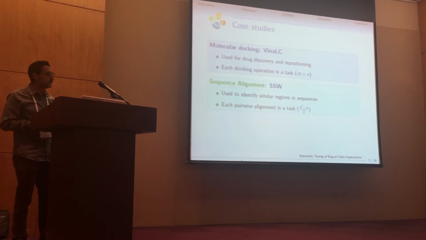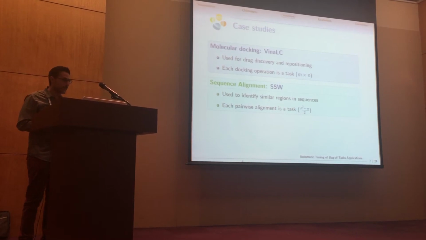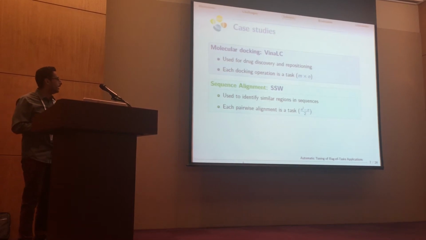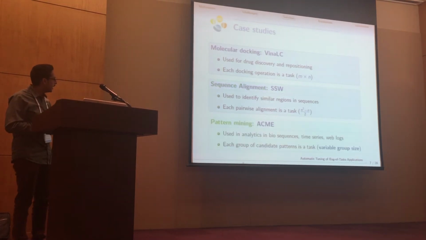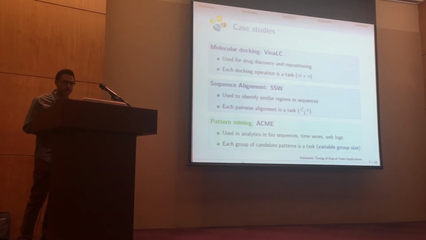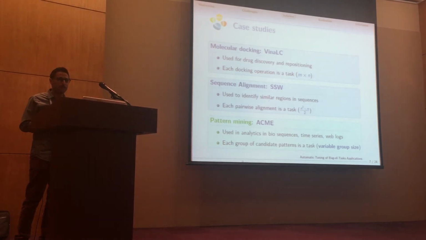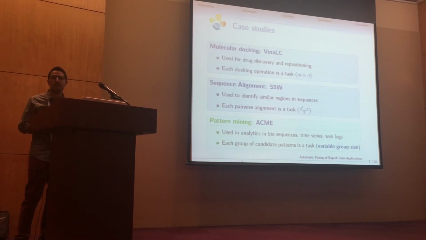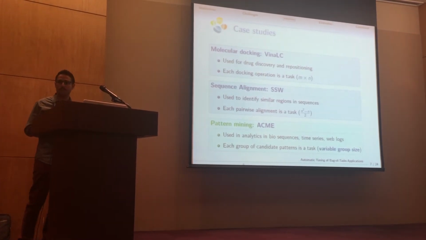For sequence alignment, we use the SSW library, which is used to identify similar regions in sequences. Each pairwise alignment is a task, so the number of tasks that you can generate given n sequences is n squared minus n over 2, which can grow large very quickly. For pattern mining, we use Acme. Acme is a system for analytics on bio sequences, time series, and web logs. Each group of candidate patterns is a task. The group size is variable, so you can change the decomposition of your problem, whereas in the first 2 applications, the decomposition is fixed.